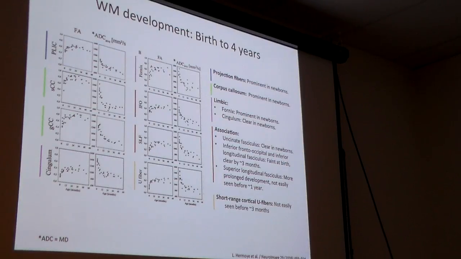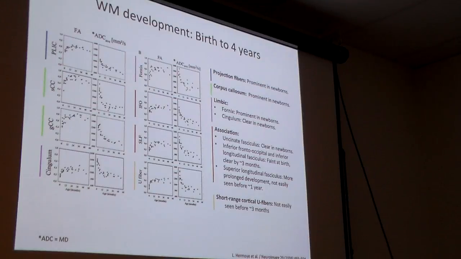Projection fibers will also include, say, thalamocortical projections, which are fairly prominent. The corpus callosum is also one of the easiest ones to see. I think that's partly because it's just so thick with axons. Limbic pathways are also early to develop. And then the later to develop are the association tracts.